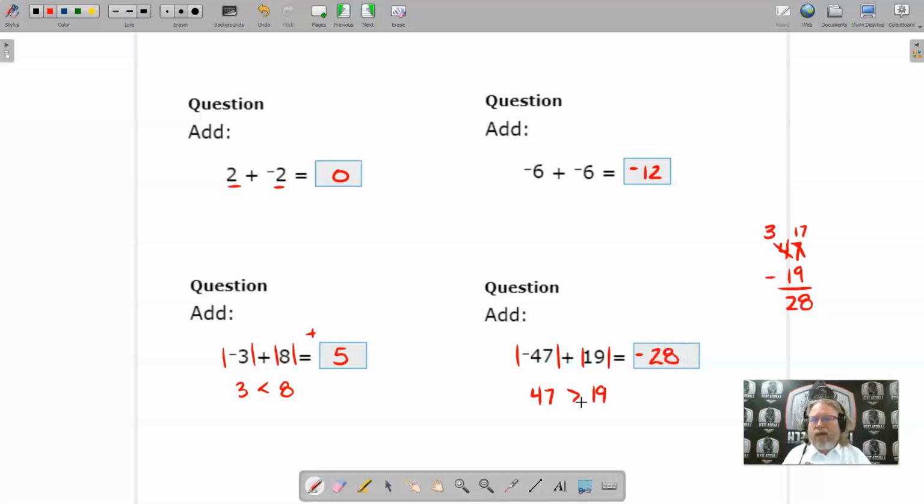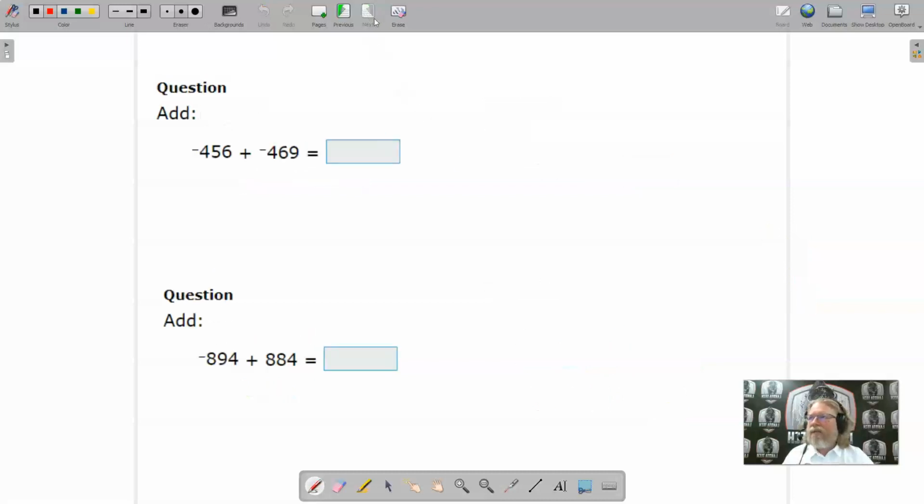Now another way I could have done that mentally was to say, okay, I'm at 47 and I've got to take away 19. Well, 19 is almost 20. So what if I took away 20? 47 minus 20 would be easy. That would be 27, right? But I was only supposed to take away 19, so I've got to throw one of those back on, and I'd end up with 28. So a little bit of mental math there helps.